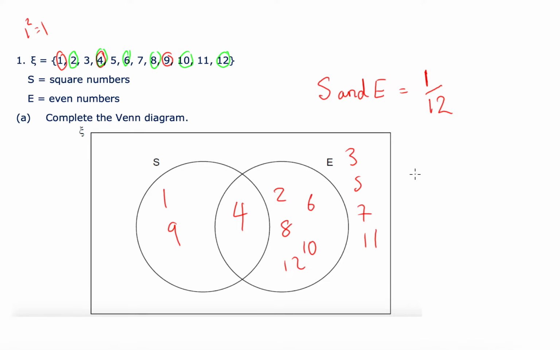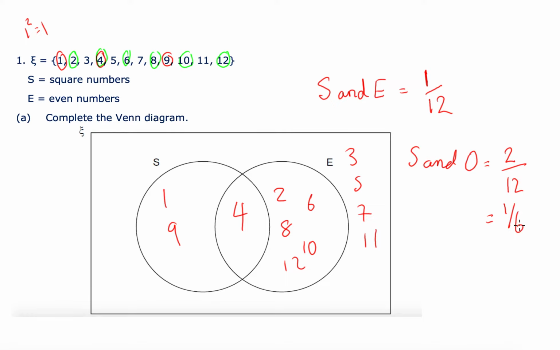Okay, so the next question asked, write down the probability that the number is square and odd. So, square and odd. To be odd, it means you can't be in the even section, because any number that's not even is odd. So we're not allowed to be here, and we have to be a square number, so we have to be here. So it's 1 and 9. So there's 2 of them out of a total 12, and that is 1 out of 6.